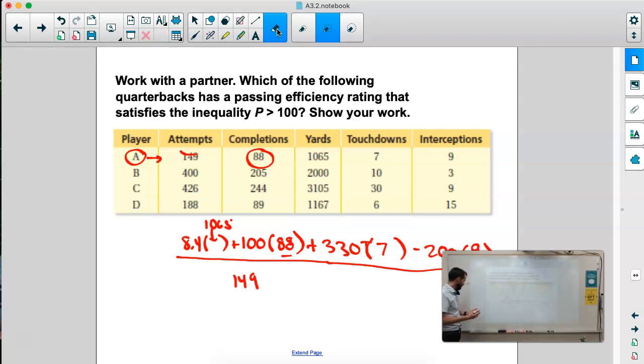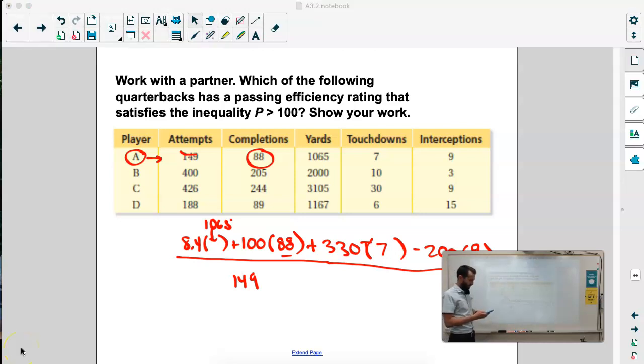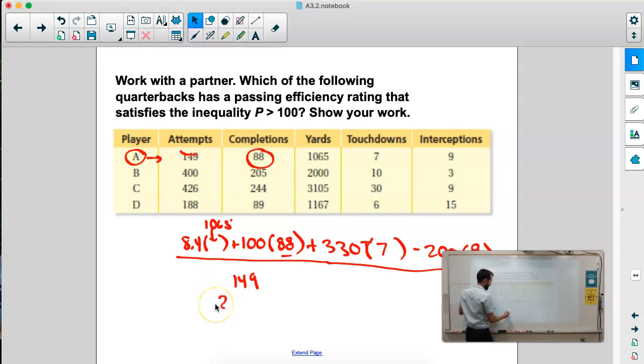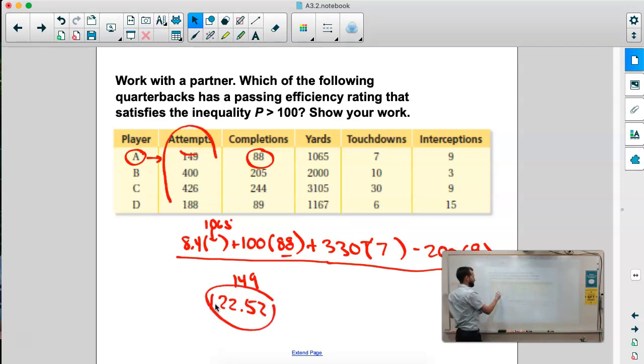And what we're trying to do, and I would actually grab a calculator and do this, is add all the numerator up, divide by 149, and figure out, is that greater than 100? Here's my calculator. We're going to punch this in really quick. All right, and we get 122.52. So this player, A, would be greater than 100.